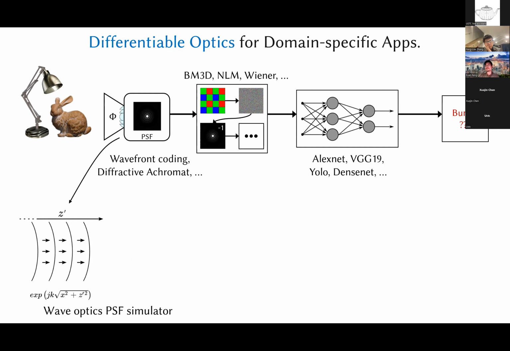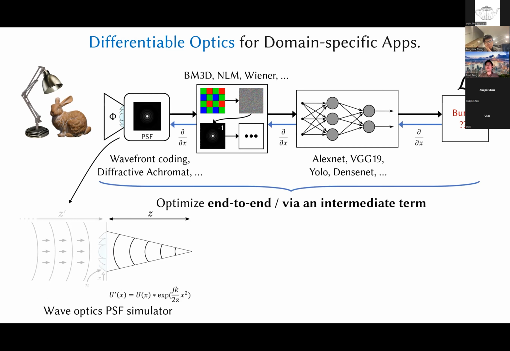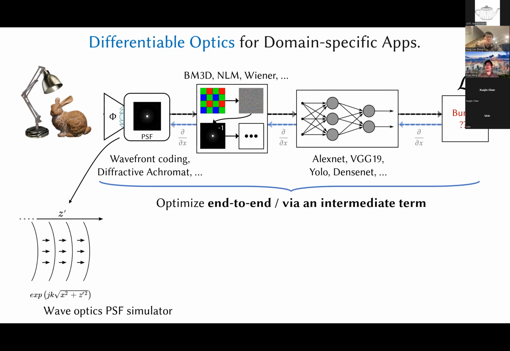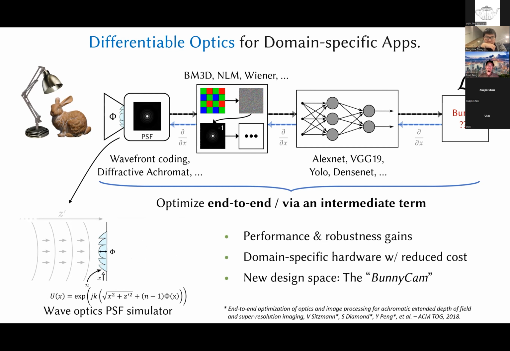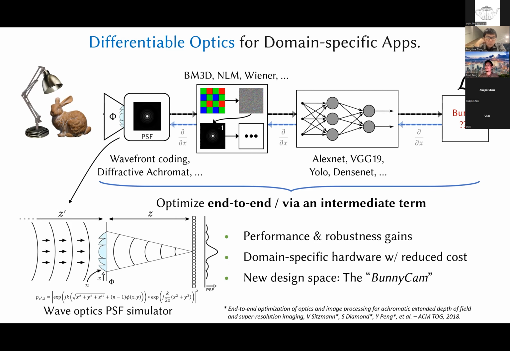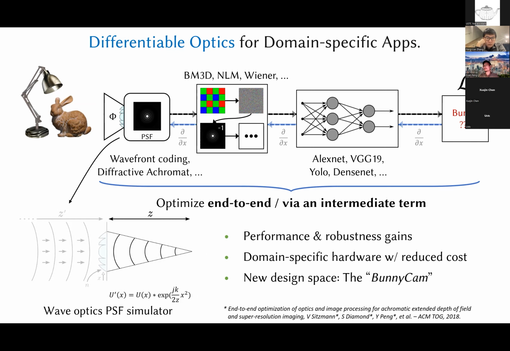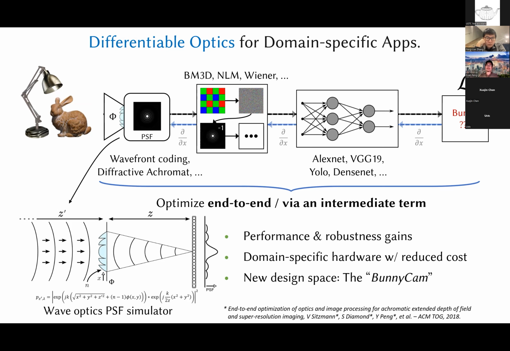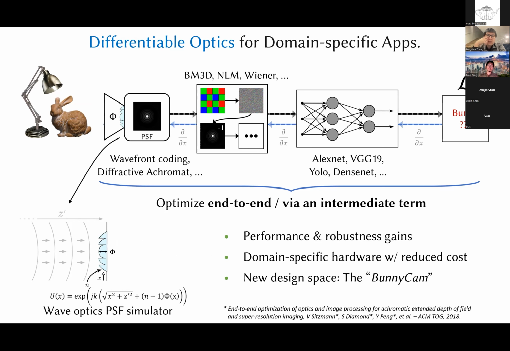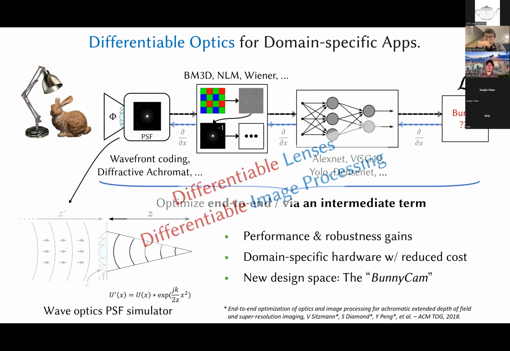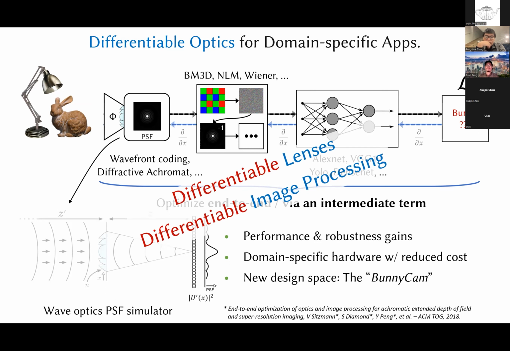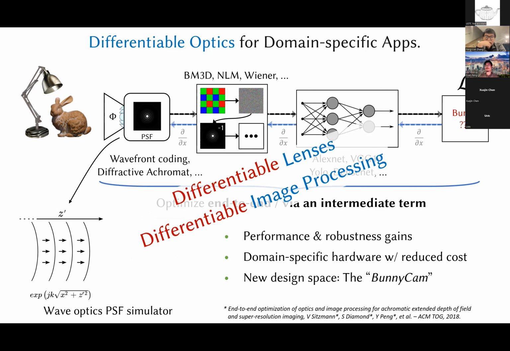So with modern machine intelligence tools, now we try to optimize this whole pipeline end to end with the differentiable model. Then we will have some benefits, right? For example, performance and robustness gains. We are designing domain-specific hardware that may reduce the footprint and the cost. And we can say this is the new design space. Now we can design a camera, including both optics and image processing algorithms, that works best for detecting bunnies. So the core part of this differentiable pipeline is all about how to formulate the differentiable lenses and differentiable image processing.